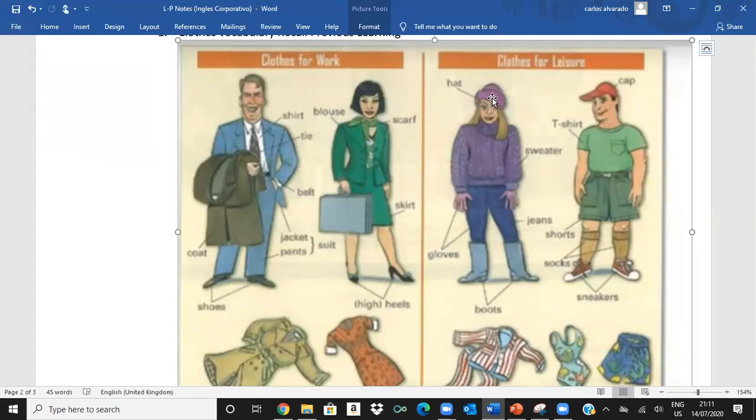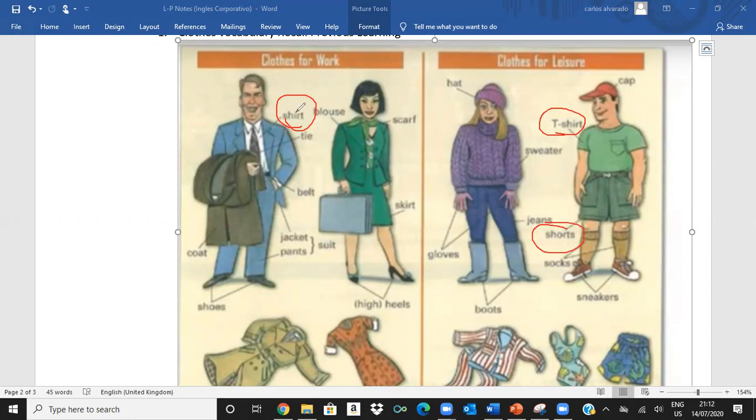Okay, leisure. You can wear a cap. Repeat, cap. Or you can say hat también. Para mí son términos intercambiables. You can say cap or hat. T-shirt. Shorts. No shirt, sino que como una O, shorts. Okay, now, aquí él también tiene una shirt. Es más formal. Shirt. T-shirt, más informal, ¿verdad? Como camiseta.